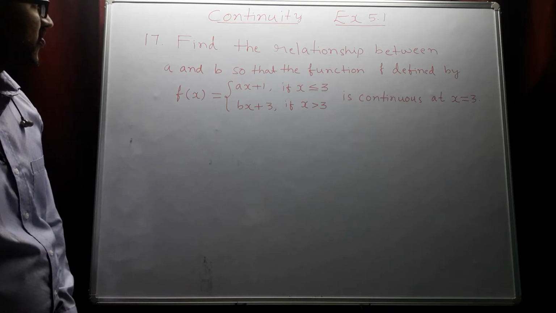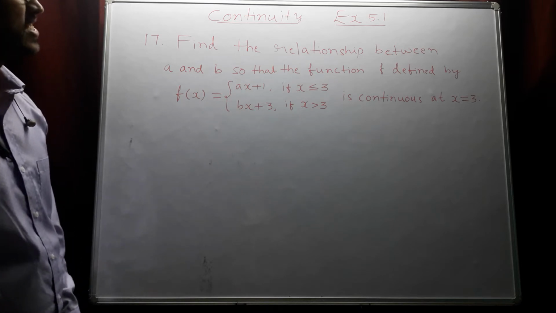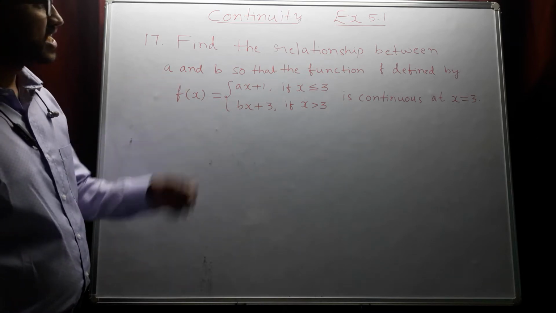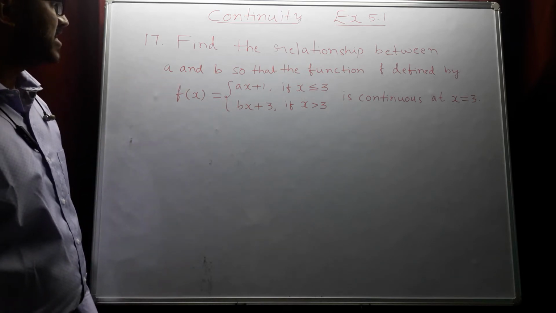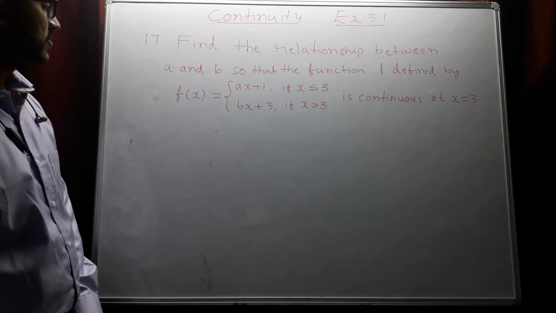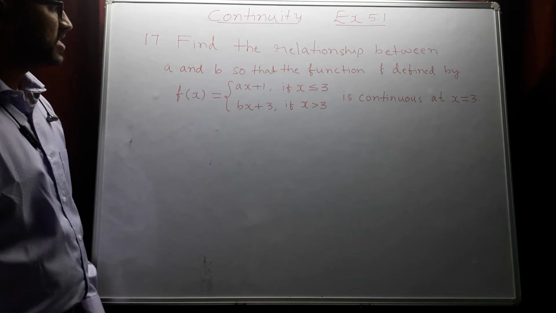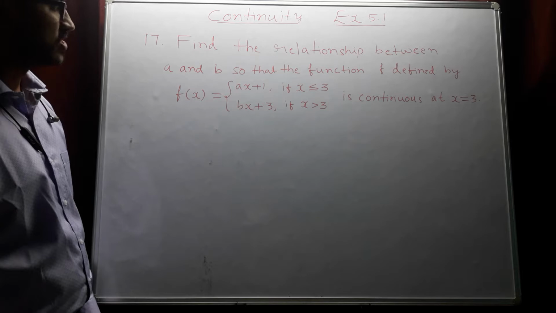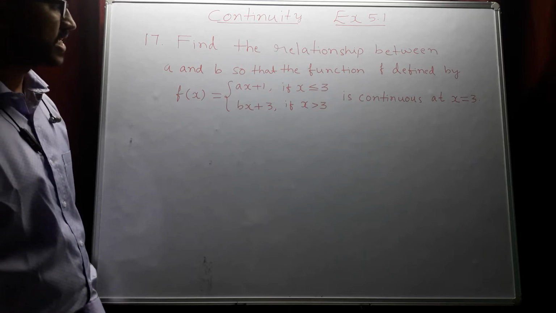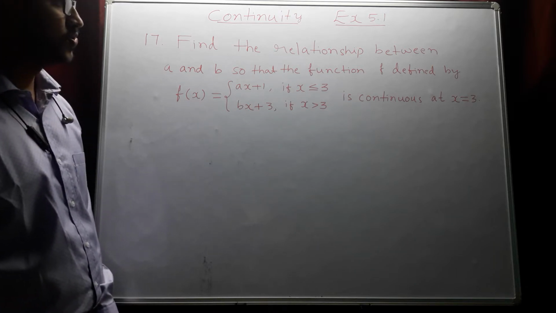In this video, we are going to solve question number 17 of exercise 5.1. Find the relationship between a and b so that the function f defined by f of x is equal to ax plus 1 if x is less than or equal to 3, bx plus 3 if x is greater than 3, is continuous at x equals 3.